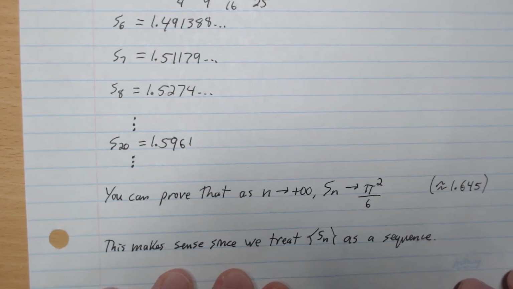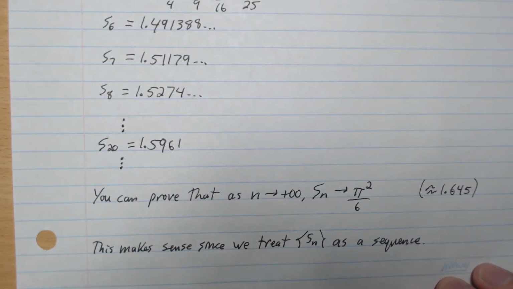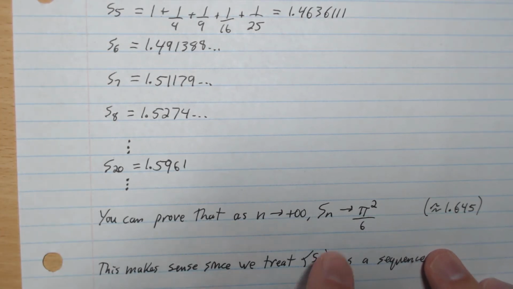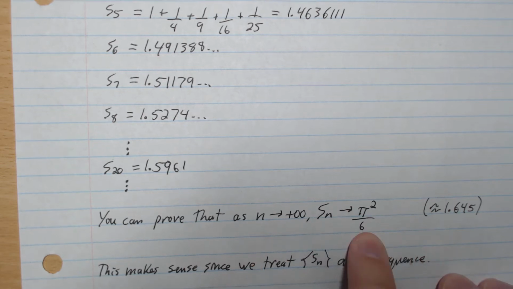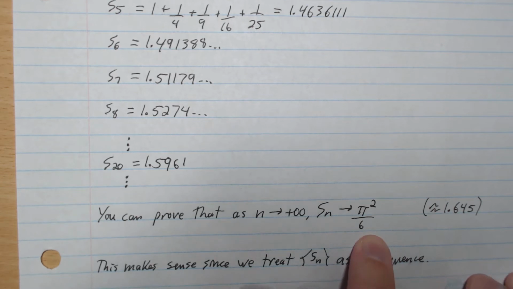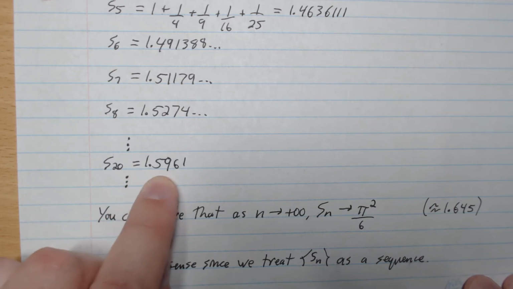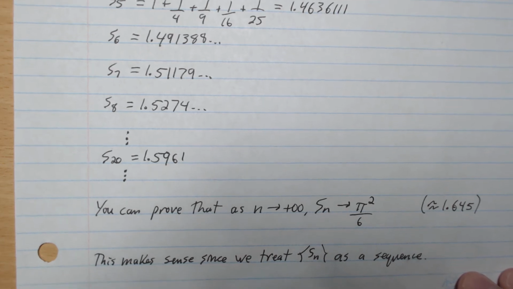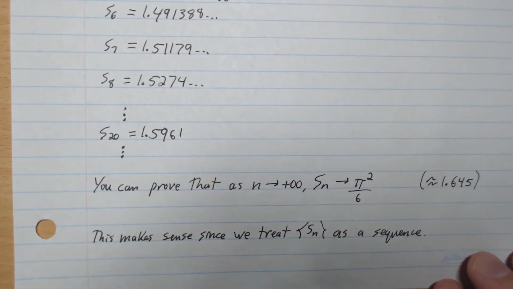sum. And it turns out you can actually prove that as n goes to infinity, right, as we increase the number of terms in our sum, that sum will approach pi squared over 6. And that pi squared over 6 is approximately 1.645. Right, so if S20 is 1.5961, S100 might be 1.6, S1,000,000 might be 1.64, S1,000,000,000,000,000,000 might be 1.645. It gets closer and closer to pi squared over 6.